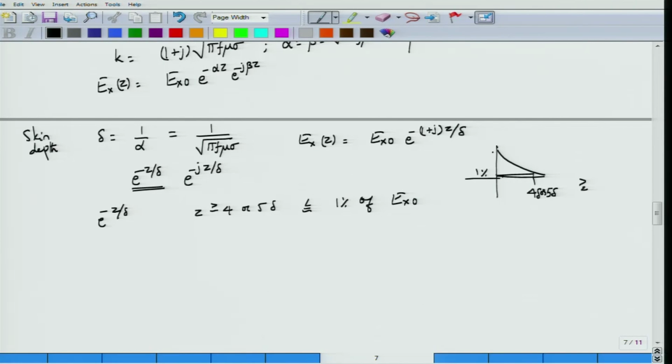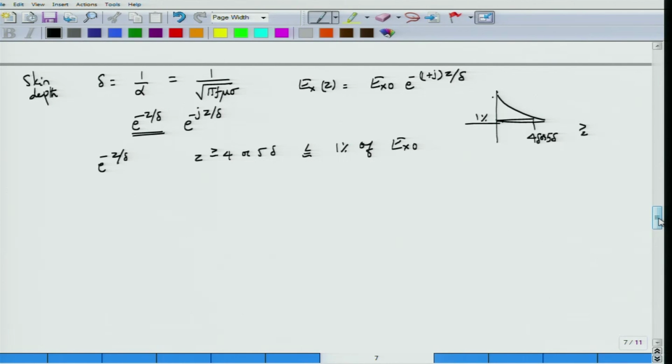Alright, so this is skin depth. We will come back to skin depth and some of its ramifications very shortly. Let us for a minute consider the other case around.